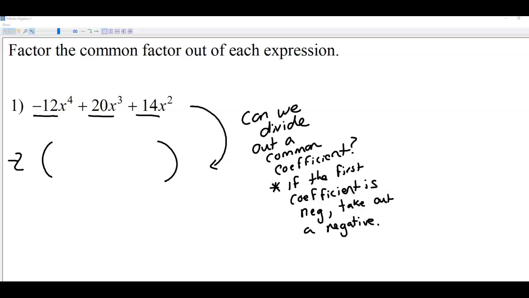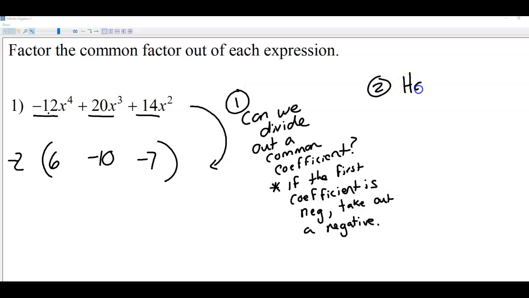Now, if I divide negative 12 by negative 2, what would that give me? And if I divide positive 20 by negative 2, what would I get? Negative 10. I'm going to leave the x's out for now. We'll come back to that. And if I divide out a negative 2 into positive 14, what would that be? Okay. So the first thing you do is divide out whatever you can, the greatest common factor. And as a little twist, if the front number is negative, take out the negative also. All right. Next.